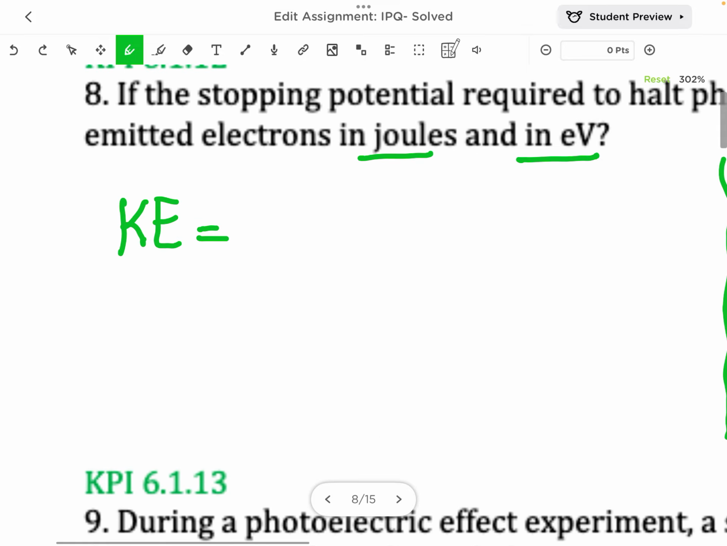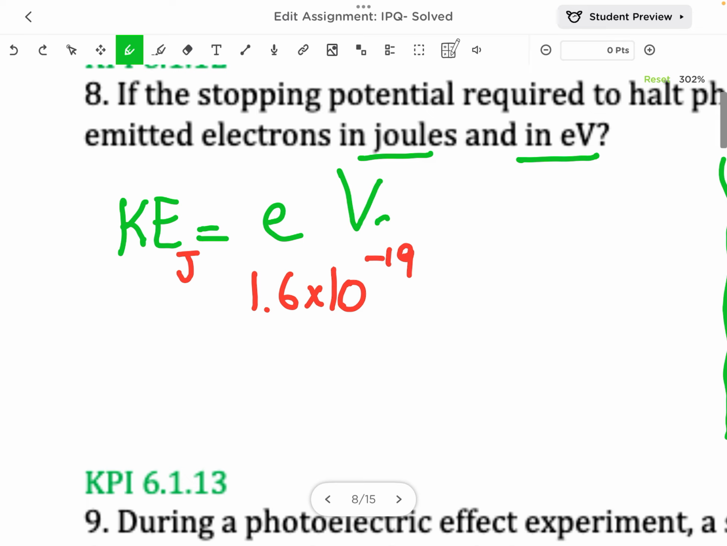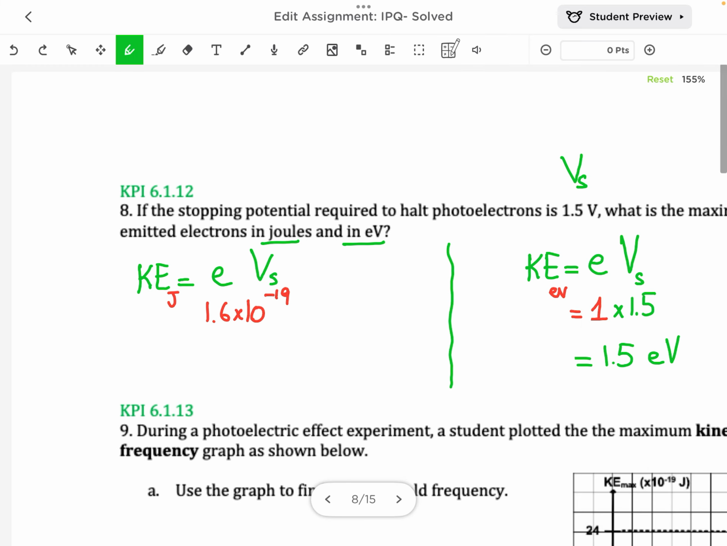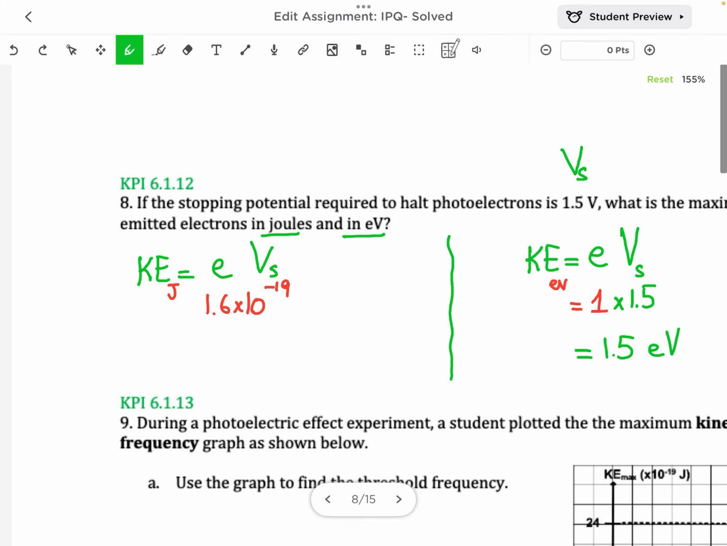In joules, I will use e as 1.6 × 10^-19. So it's also the same equation, but e is equal to 1.6 × 10^-19 multiplied by 1.5. That will be 2.4 × 10^-19 joules.